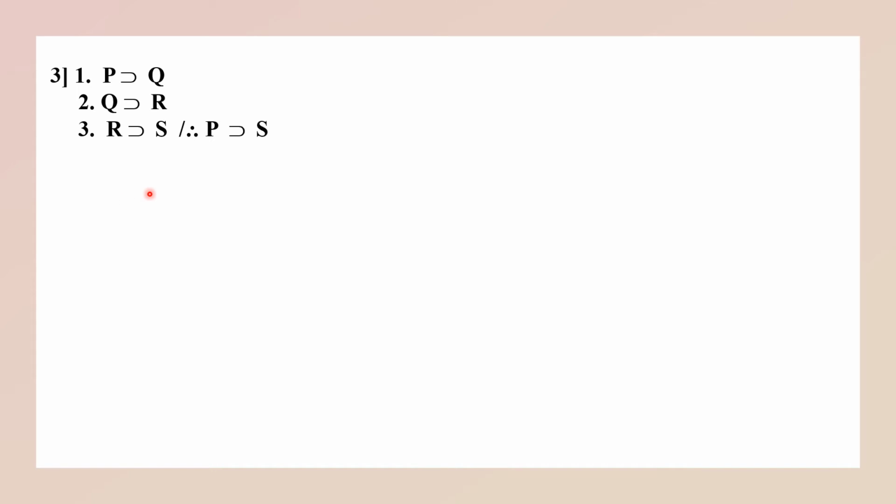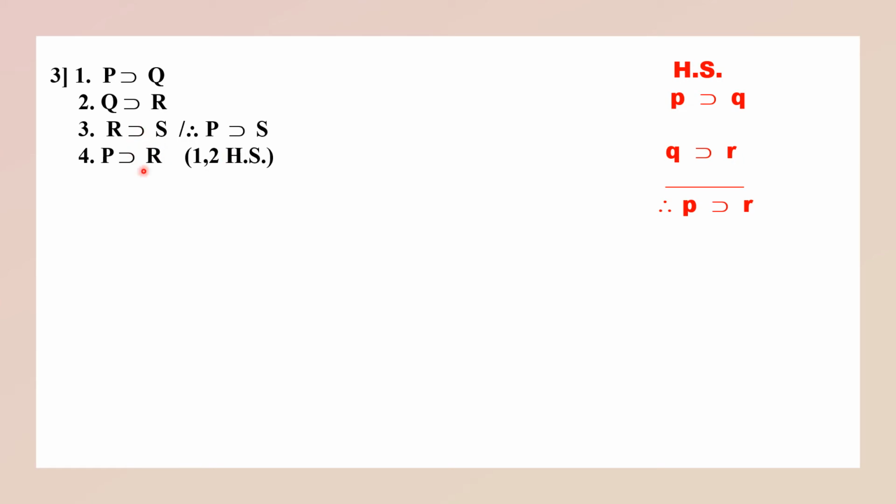Now we come to the third example. P implies Q, Q implies R, R implies S, therefore P implies S. Now let us see what is common here. Q and Q is common. We can apply the rule of HS and you'll get P implies R. Now again we can apply the rule of HS. Here R and R is common, so you'll get P implies S by HS rule. 4 and 3 HS. Thus we have established the validity of this argument.